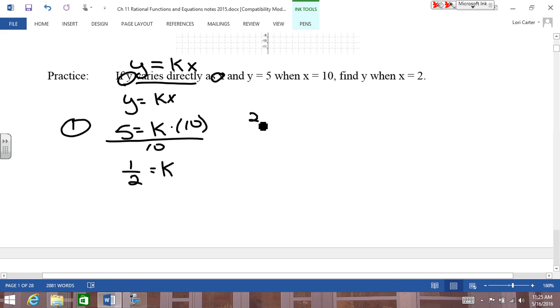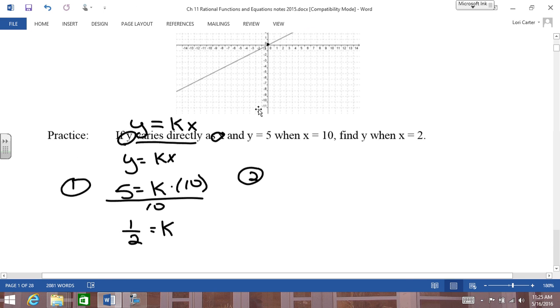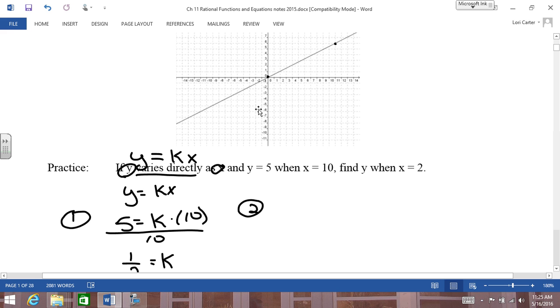Could I graph that right now? Yes, actually, yes. How do you graph it? I start at 0, 0, go up 1 over 2, so it's just a little bit on the other side of this line. Oh, that's really not very straight. Oh well, you got the idea.